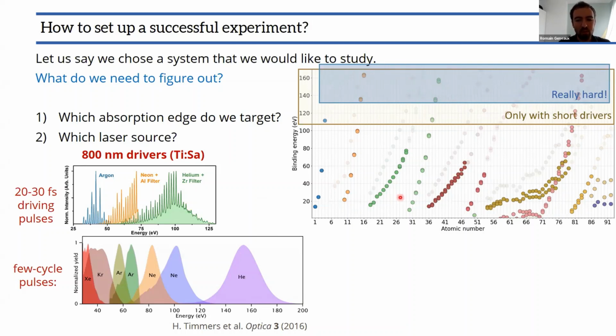And so what we can see from this is that we have a lot of interesting edges. For instance, these here are the transition metals of the first row.